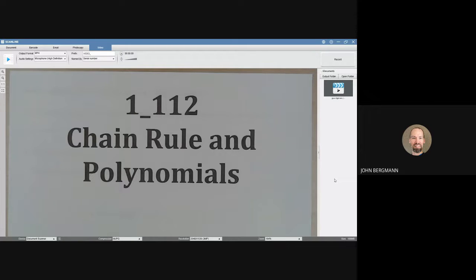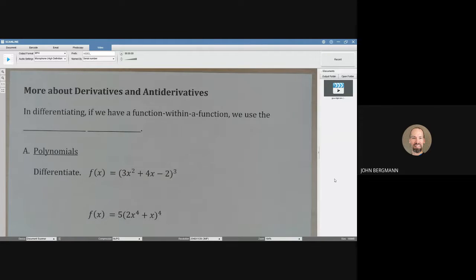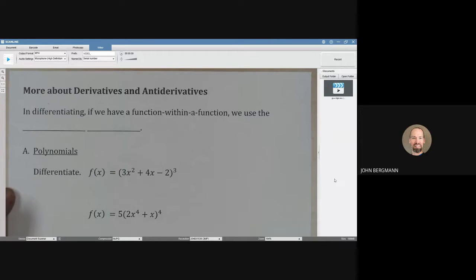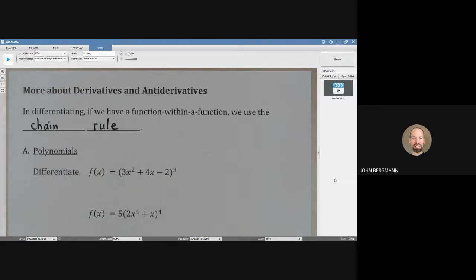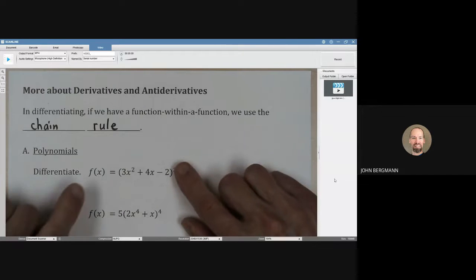Using the chain rule with polynomials. In differentiating, if we have a function within a function, and we'll explain that here in just a minute, we need to use what's called the chain rule. So let's do a couple of examples and show what we mean here.